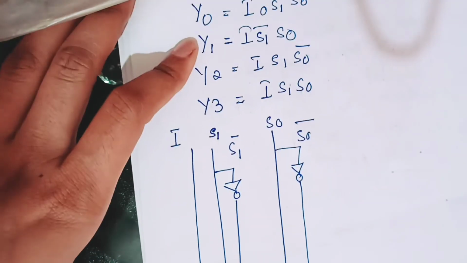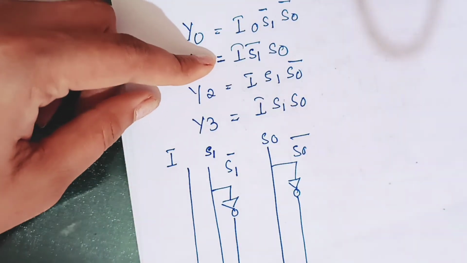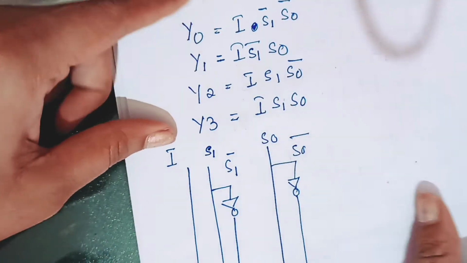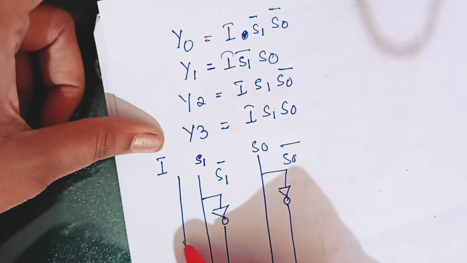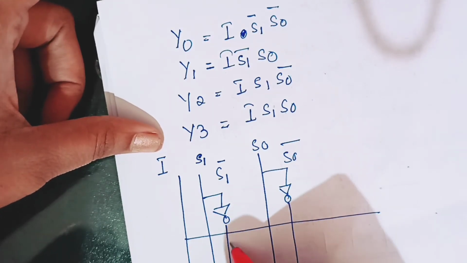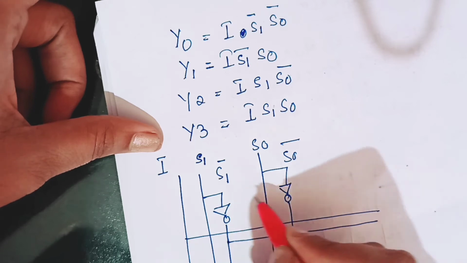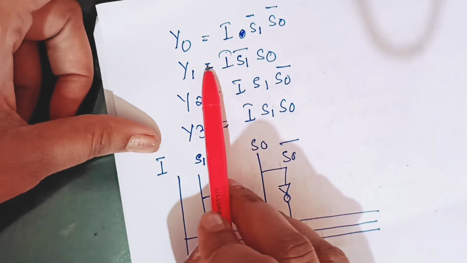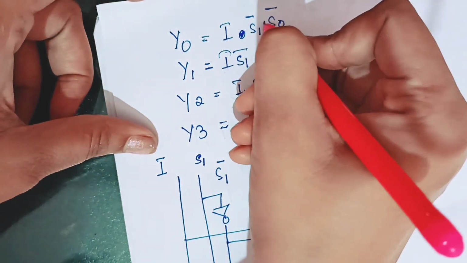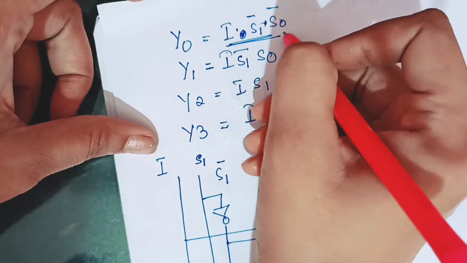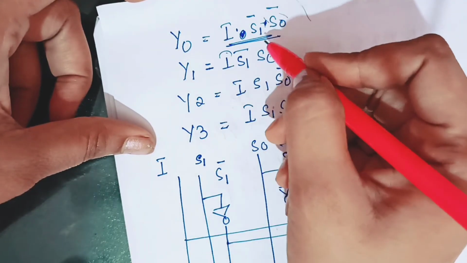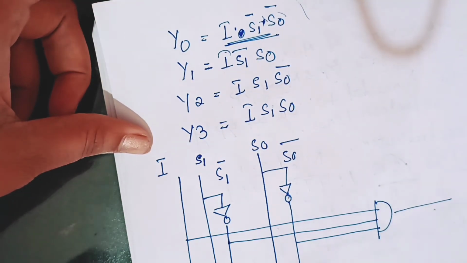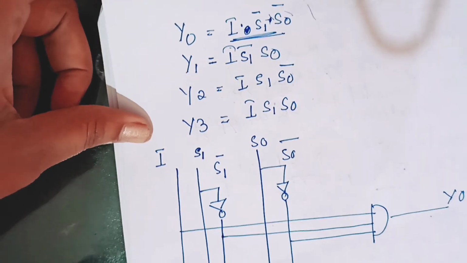Lines are completed. Then your first term is Y0 is equal to I S1 bar S0 bar. This is I, not I0. These 3 lines, I, S1 bar and S0 bar, are connected with each other in multiplication form. These are the dot points. That means in digital electronics it is your AND gate. Here is an AND gate. This is your Y0.